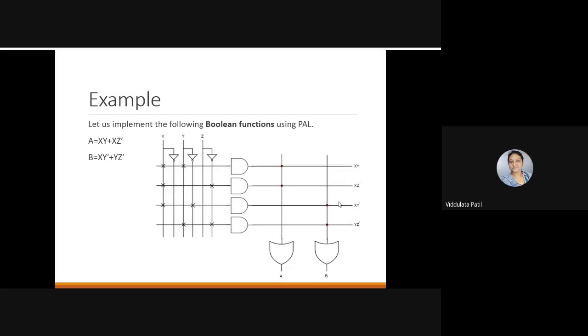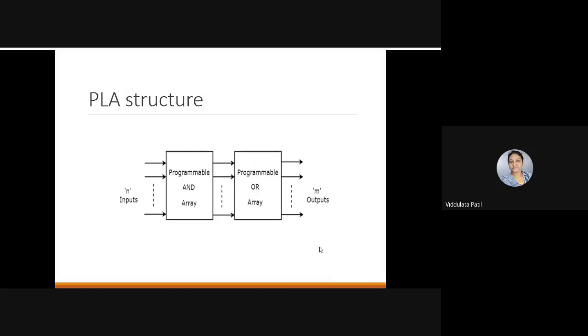Then here again there will be fixed connections which will be available at this OR gate. So this is about the programmable array logic. Remember that in a programmable array logic, the AND array is programmable, while the OR array is fixed. Now let us discuss the third type, that is the programmable logic array. In that, the AND array is programmable, as well as the OR array is also programmable.